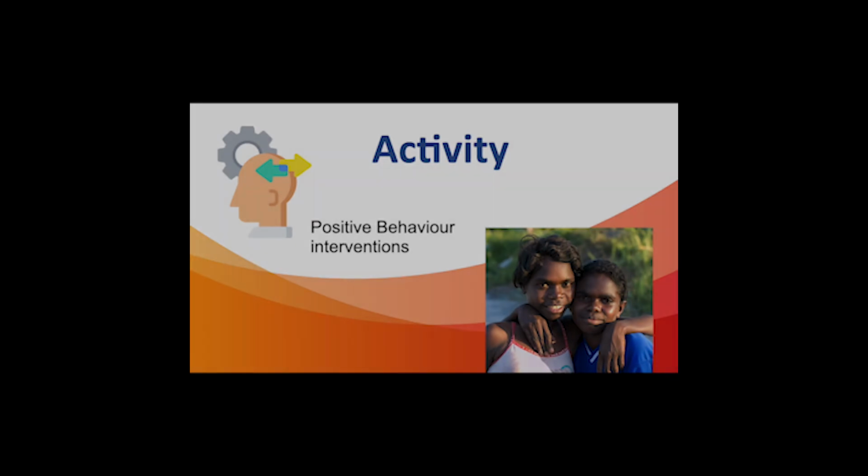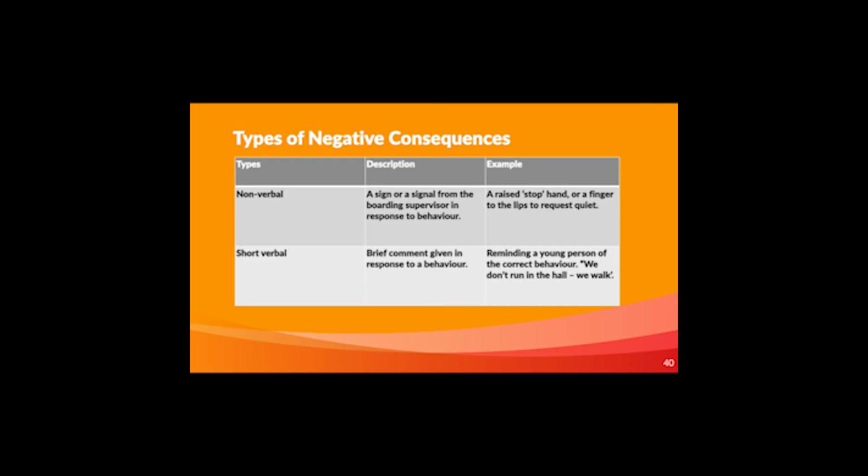So we've got another activity here, and this is an example. Provide an example of a natural consequence, and a logical consequence. We want to look at negative consequences and the different types, and I guess the hierarchy of those negative consequences.